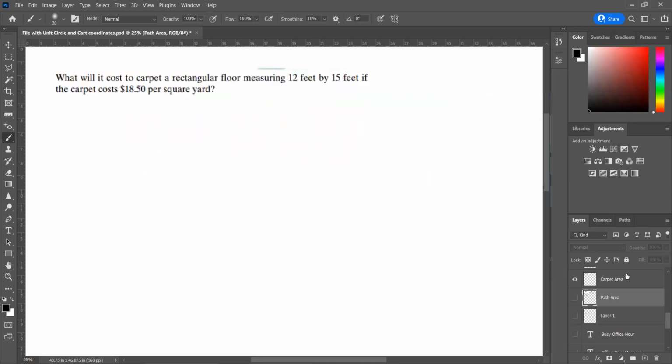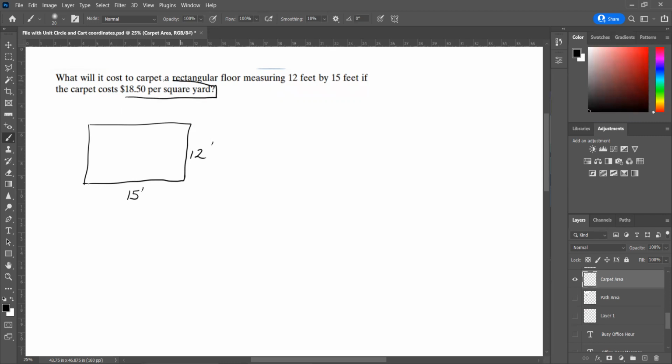Let's take a look at another problem here, where we're asked to find the cost of carpeting a floor measuring 12 feet by 15 feet. So if we've got that floor, and we'll assume it's a rectangle. Oh, it's no assumption. They told us it was a rectangle. 12 feet by 15 feet. And they give us a cost per square yard. Well, it'd be awful nice if we had those in yards instead of feet. So let's do some conversion here.